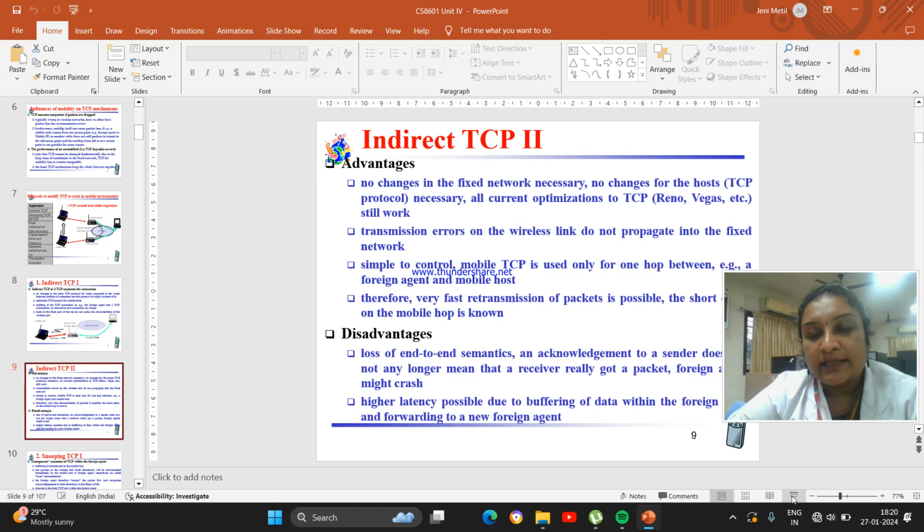Then in indirect TCP, what are the advantages? There are no changes in the fixed network. No changes in the hosts are necessary, and transmission errors in the wireless network do not propagate into the fixed network. Also, the disadvantages are loss of end-to-end semantics and possible high latency due to the buffering of data.